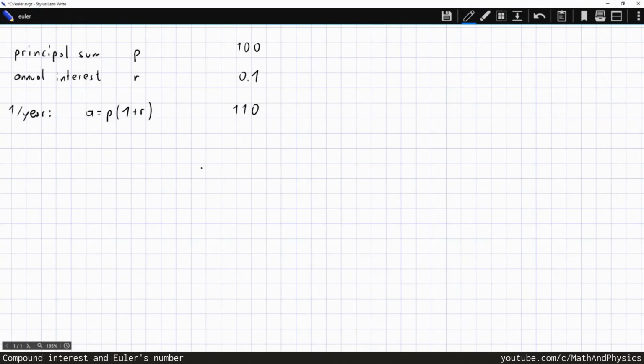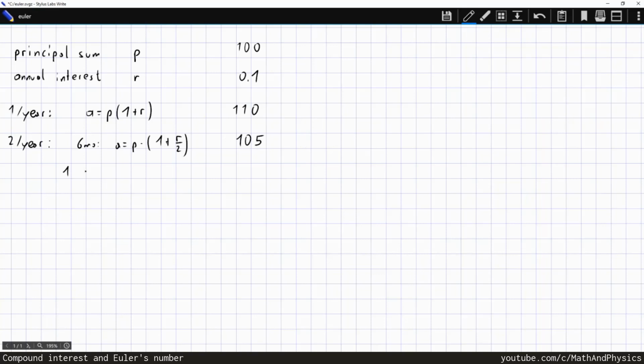We could, for instance, consider 2 payments per year. So after 6 months, after half a year, we have A equals P times 1 plus R over 2. Because R is still the interest rate for waiting 1 whole year, but we only waited half a year, so we're only getting half the interest rate. So in our example, that means after half a year, we would have 105 euros.